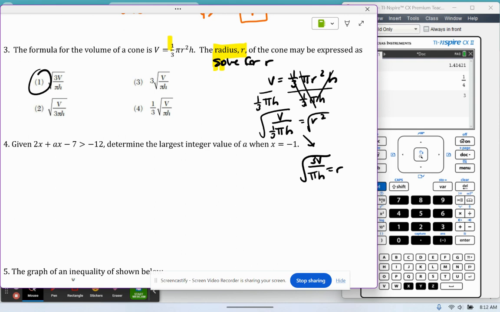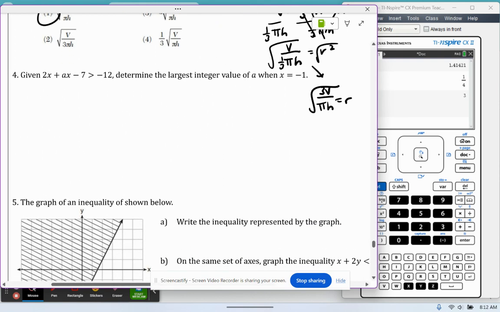Okay. And while we're already over here, let's do number 4. Given 2x plus ax minus 7 is greater than negative 12, determine the largest integer value of a when x equals negative 1. So what are you trying to do here? You're going to try to solve for a when x is negative 1. Let's put that x in first, and then we'll try to solve for a. Otherwise, we have too many variables. So let's take that x equals -1, plug it in everywhere we see an x, and then solve for a.